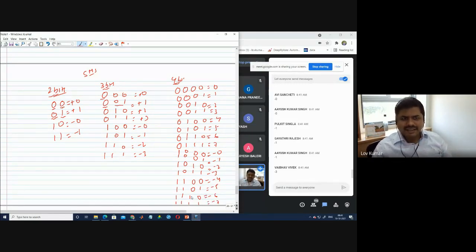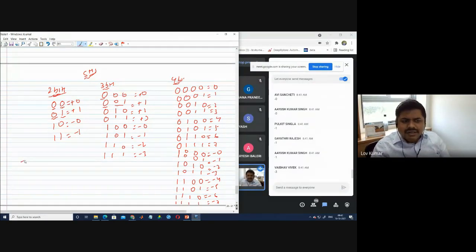Now here you can see, if you are taking a 2-bit number and if you are taking the sign magnitude number, can you tell me what are the distinct numbers we are writing? What are the different numbers we are writing? Anyone? What is the total number of different numbers we are writing?